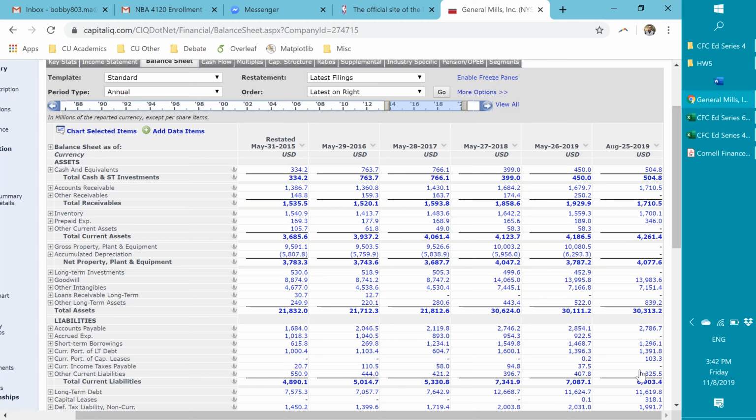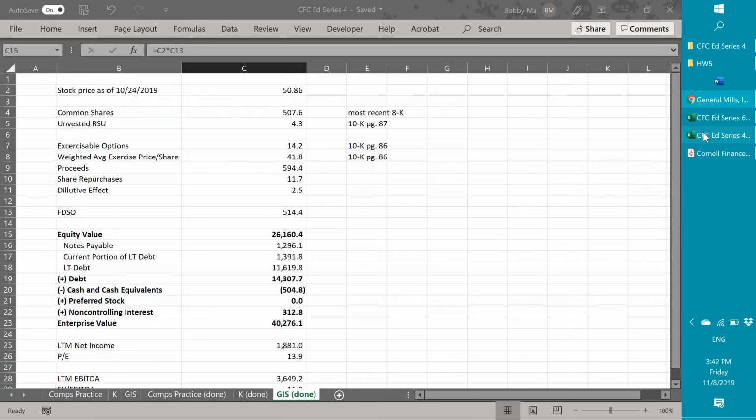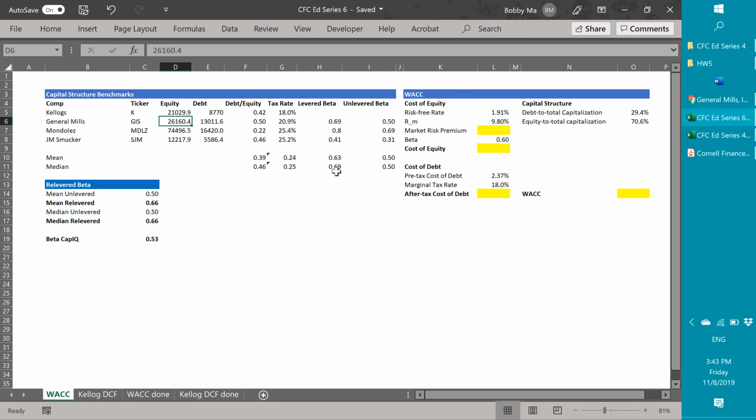Where do you get all the last numbers, like the risk-free rate and Rm? Right, yeah, we'll get to that. I did find those, and I'll show you where I got them.